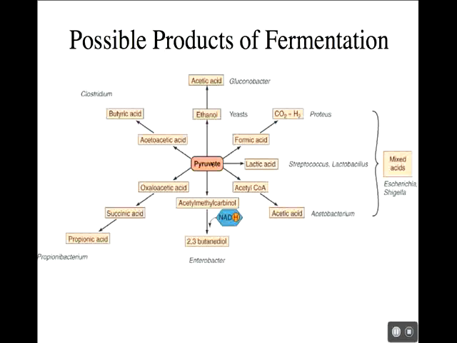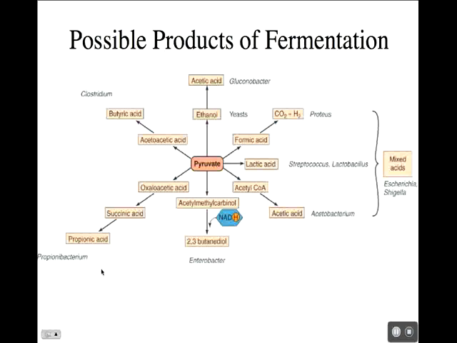Different possibilities here. Propionibacterium can take pyruvate and eventually turn it into propionic acid. Propionic acid is what gives Swiss cheese its particular flavor. And Swiss cheese, by the way, the reason it has holes in it is because there is gas released during this type of fermentation. That's what forms those holes.